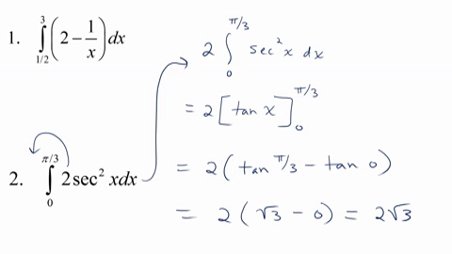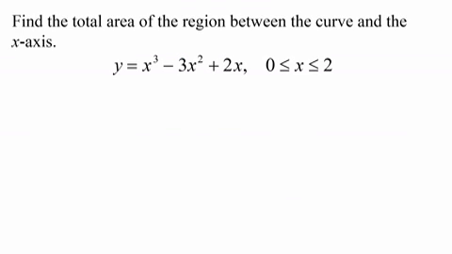We can use the same procedure to use an integral to find area. Let's see how. Find the total area of the region between the curve and the x-axis. We're given the curve y equals x cubed minus 3x squared plus 2x, and we're looking at the closed interval from 0 to 2.